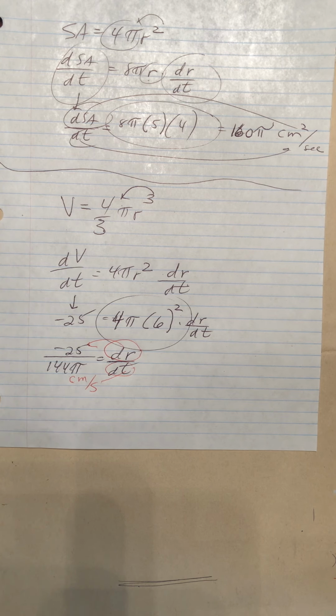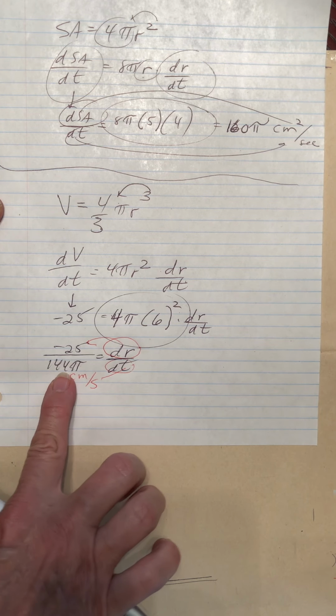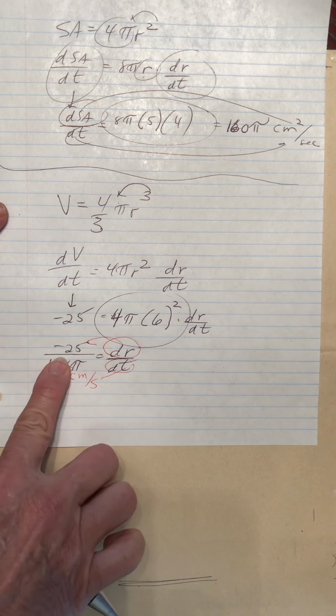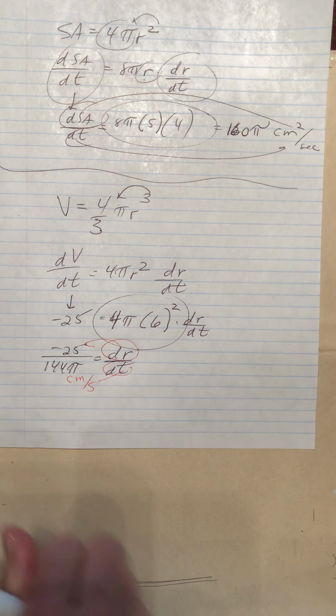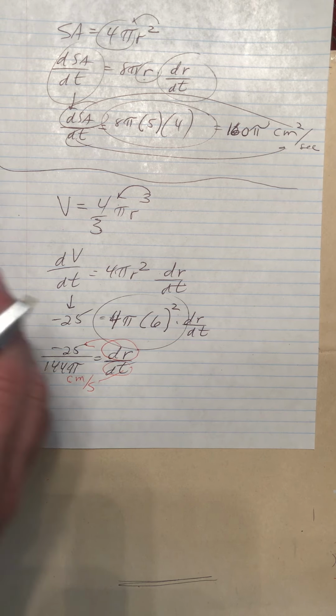Don't say a double negative. Don't say I don't not like math, because then you're saying you love math, right? So a double negative will misconstrue your answer. So if you're going to put a statement here, you would say the radius is decreasing by positive 25 over 144 pi centimeters per second. And then you have properly answered that. Okay, so that's that one.